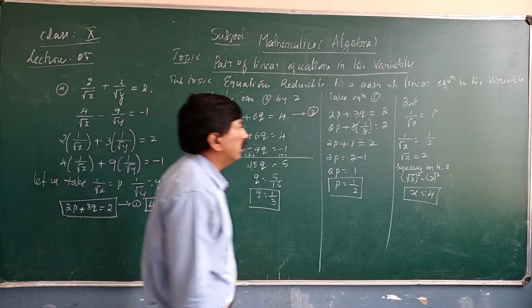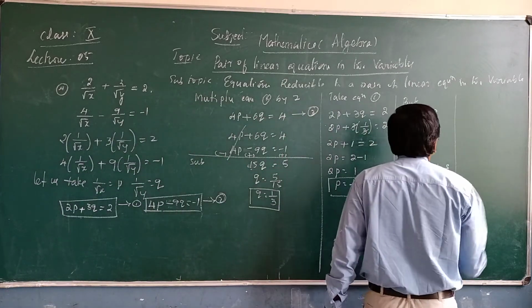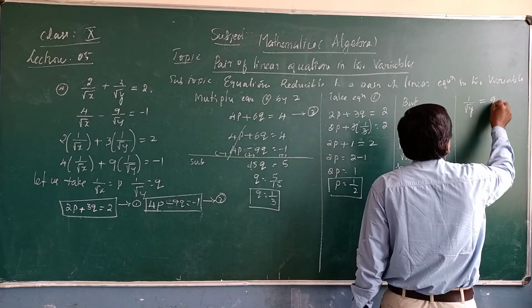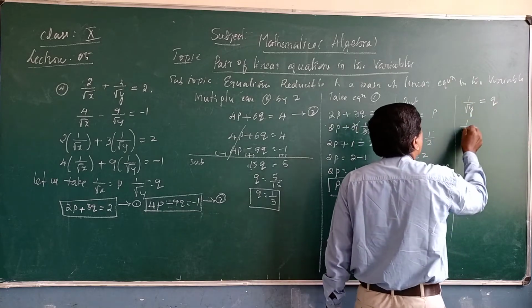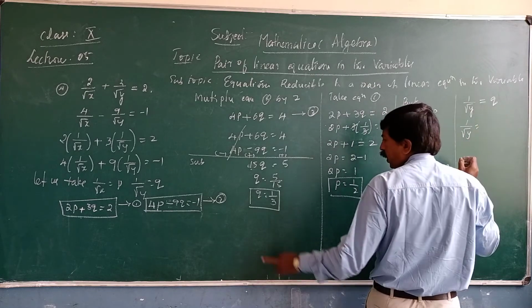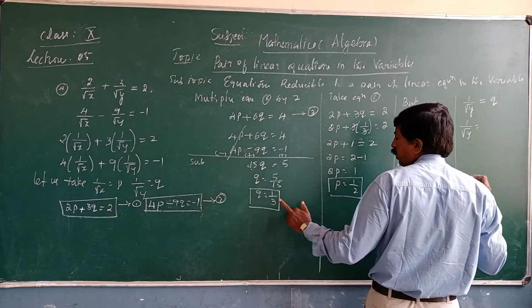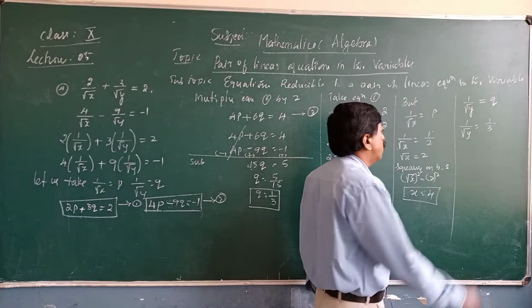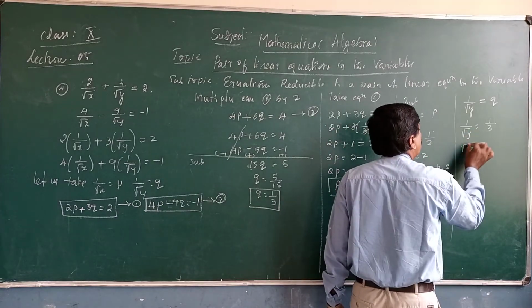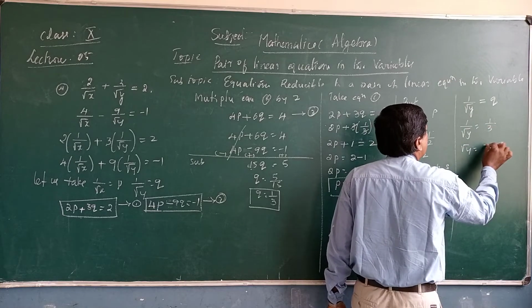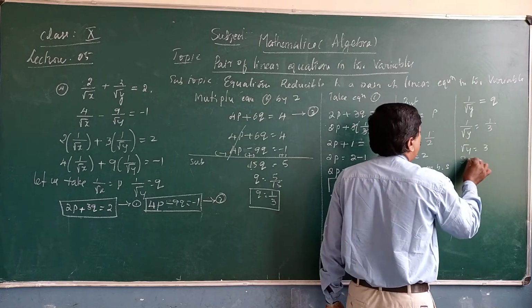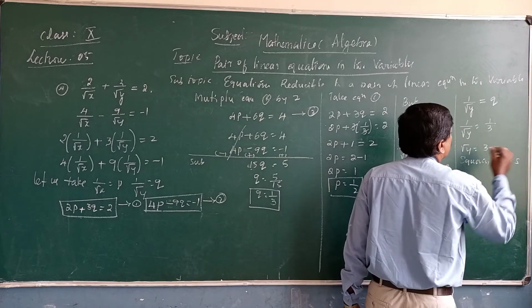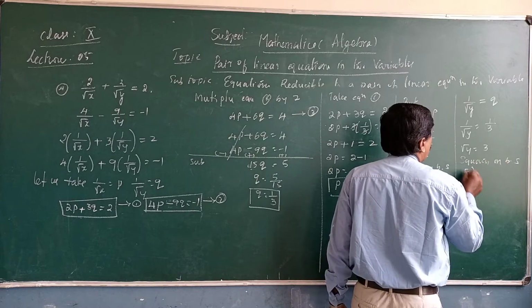In the same way, we have taken 1 by root y is equal to q. But we know that q is 1 by 3. You can cross multiply these two. Root y into 1 is root y, 1 into 3 is 3. So again squaring on both sides. Root 3 whole square.